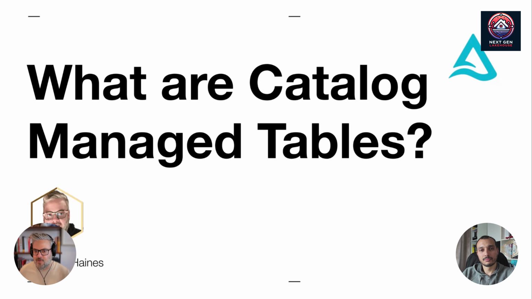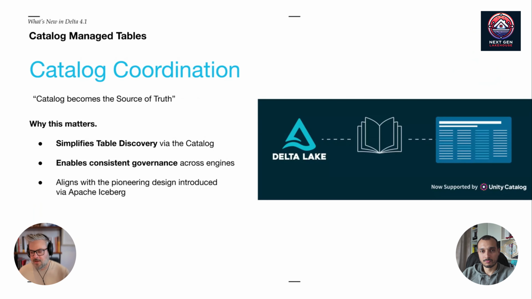If we get anything else out of this whole podcast, it's that catalog managed tables use catalog managed commits from Unity Catalog. Right now, Delta Lake and Unity Catalog are the two partners making all this work together. Okay. So if you were to boil down this whole topic into what it is doing, it's all about catalog coordination.